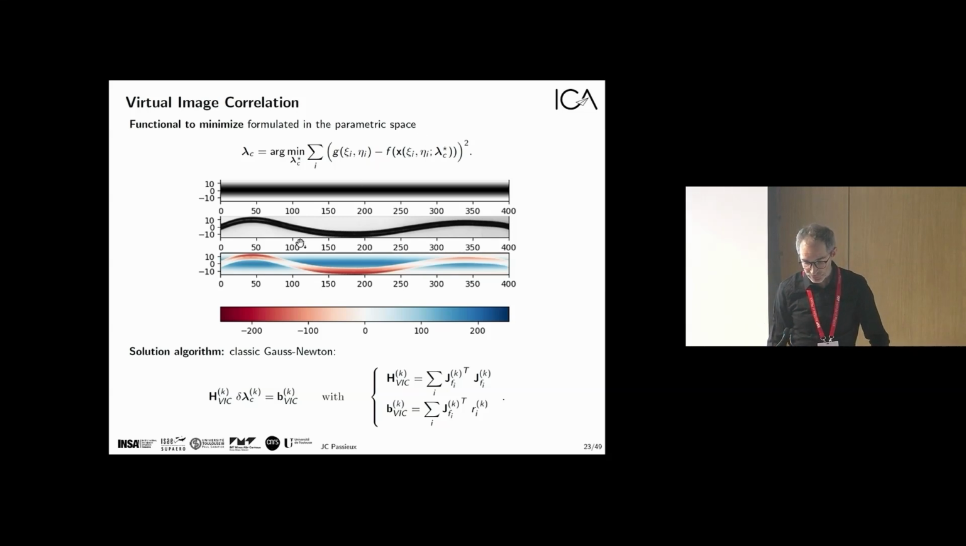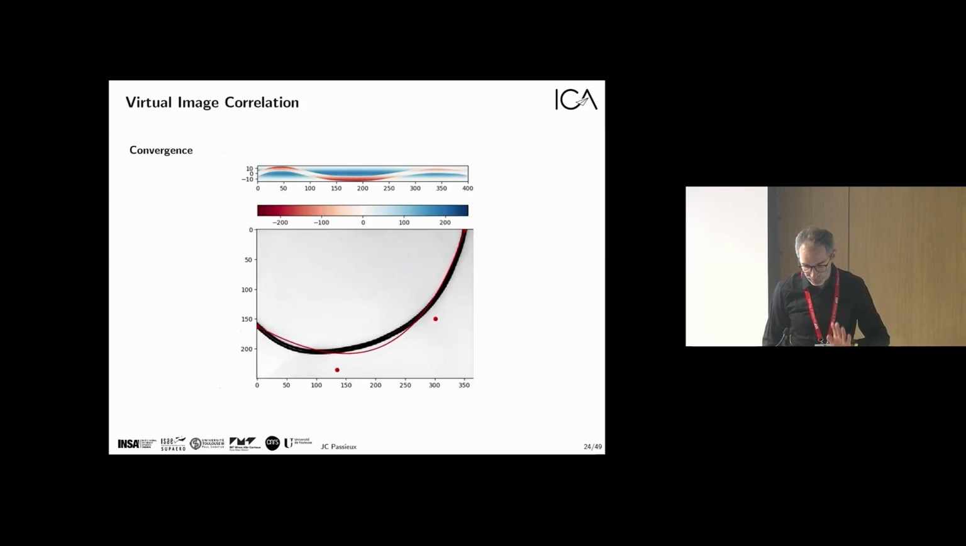So I try to compute the difference, which is the argument of the functional here, which is the difference between the virtual and the real image. So my goal is to make this residual as white as possible by moving the position of the control points. So I don't go further into detail about the math, but here is an example. You can see the convergence of the algorithm.